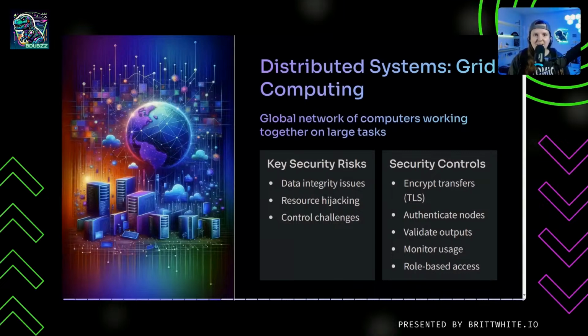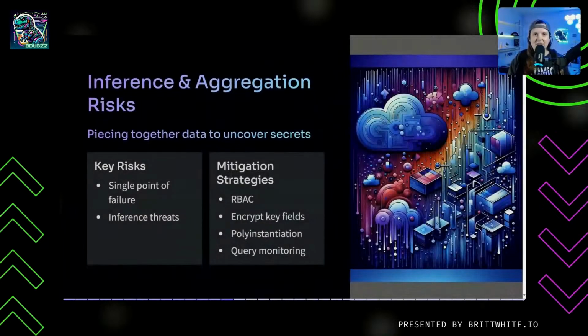Now let's talk about something sneaky: inference and aggregation risks. These aren't loud hacks. They're quiet threats where attackers piece together data to uncover secrets. It's less about breaking in and more about what they can figure out. Aggregation means pulling data from multiple sources, like a warehouse of information. And inference is deducing sensitive stuff from that information, like spotting a pregnancy from shopping habits. It's powerful for analytics, but it's risky if it leaks.